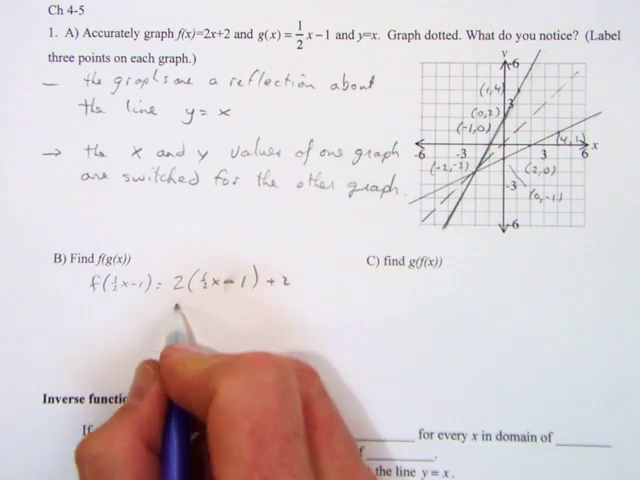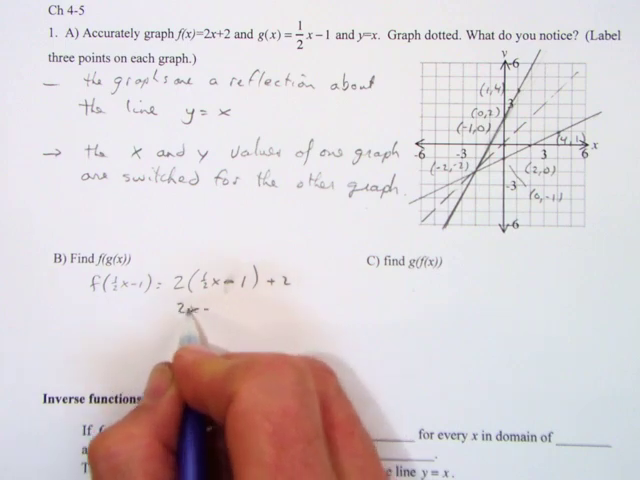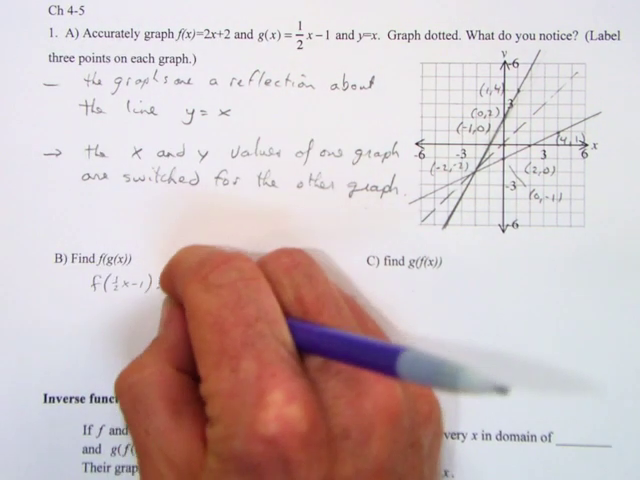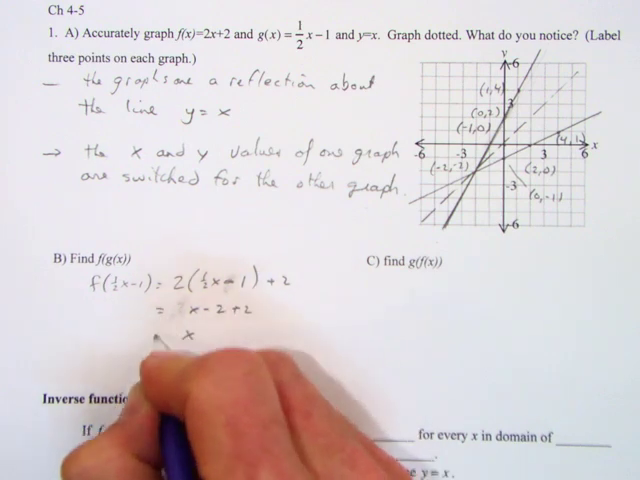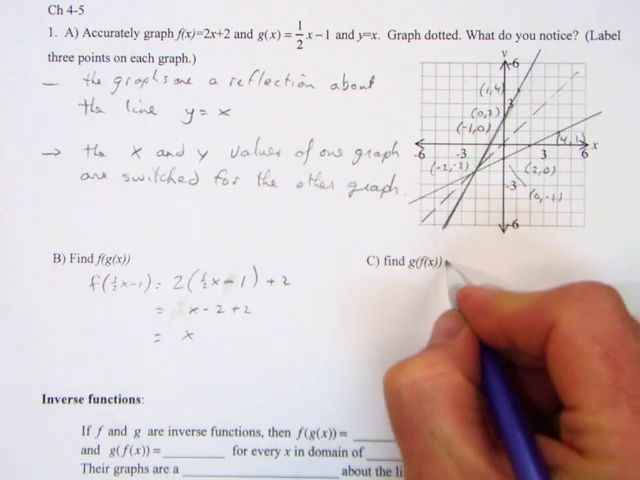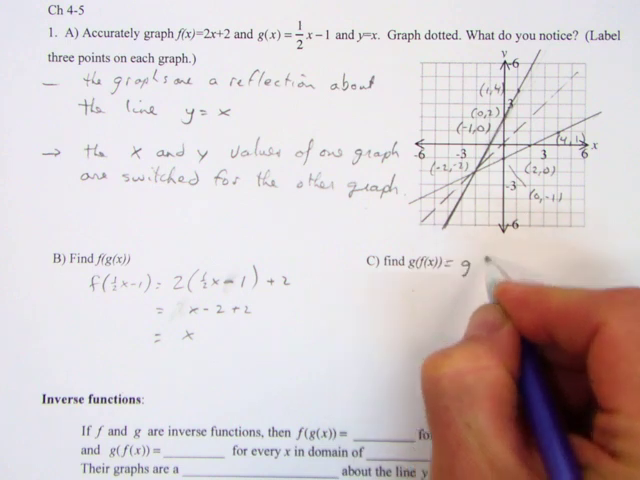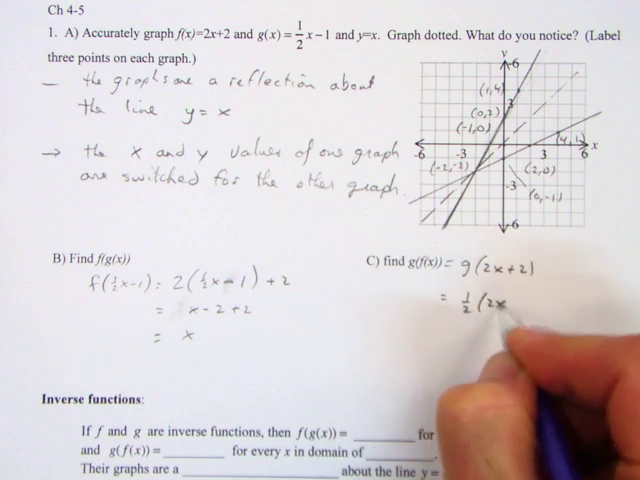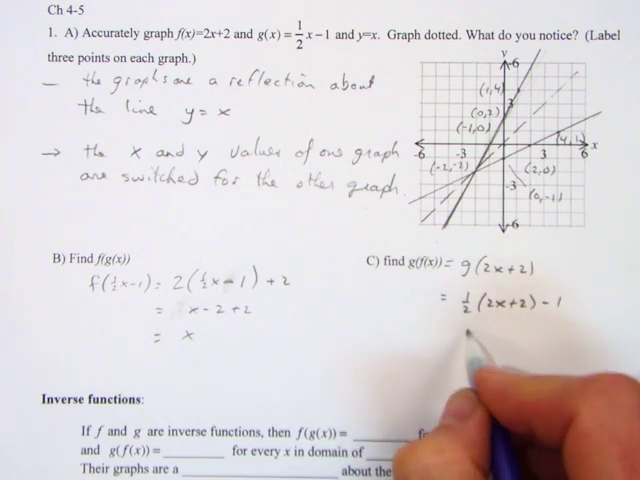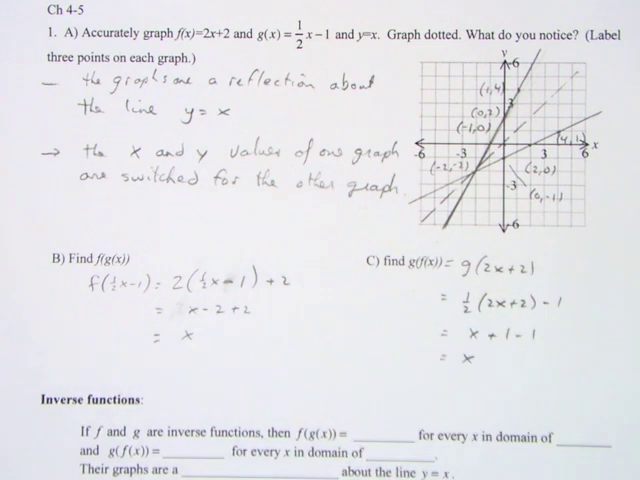add 2 to it. So we get 2 times 1 half x, or just x, minus 2 plus 2, which gives us x. g of f of x will be g of 2x plus 2, so 1 half of 2x plus 2 minus 1, and we'll get x plus 1 minus 1 equals x. Look at that. What a coincidence. Or I think not. Let's take a look.